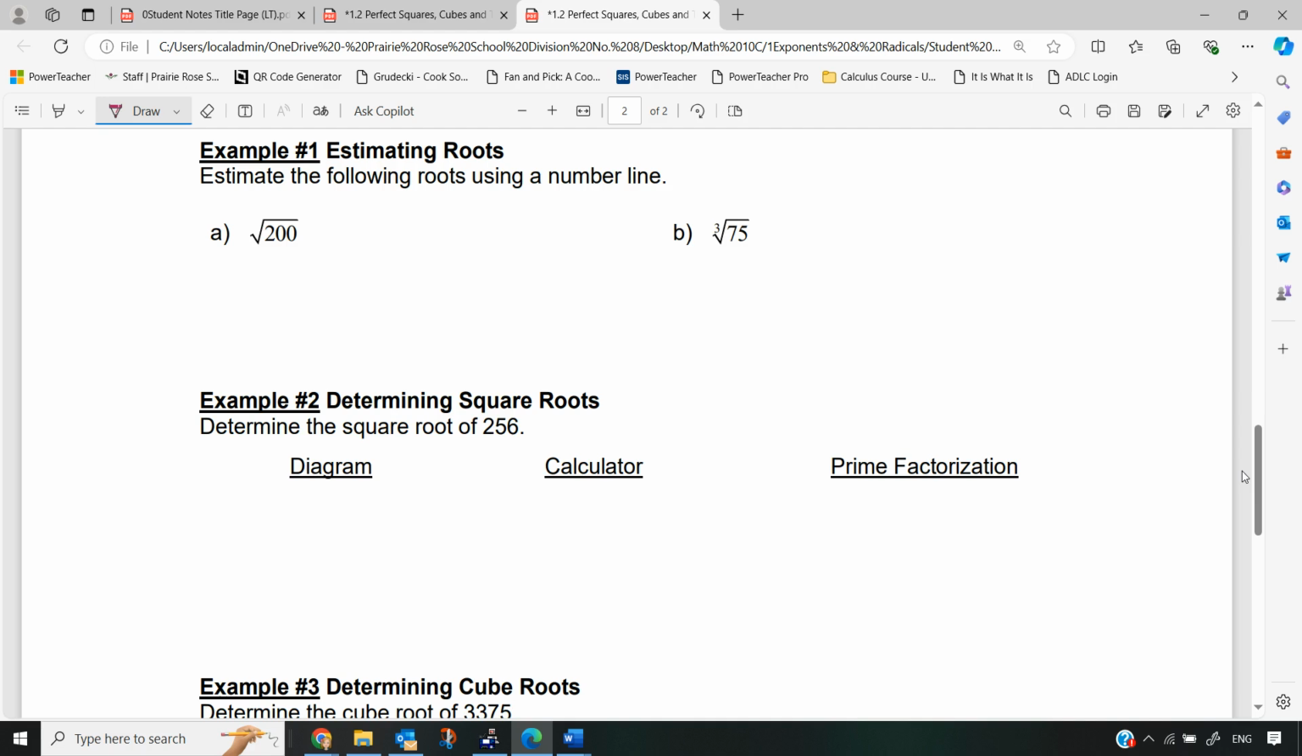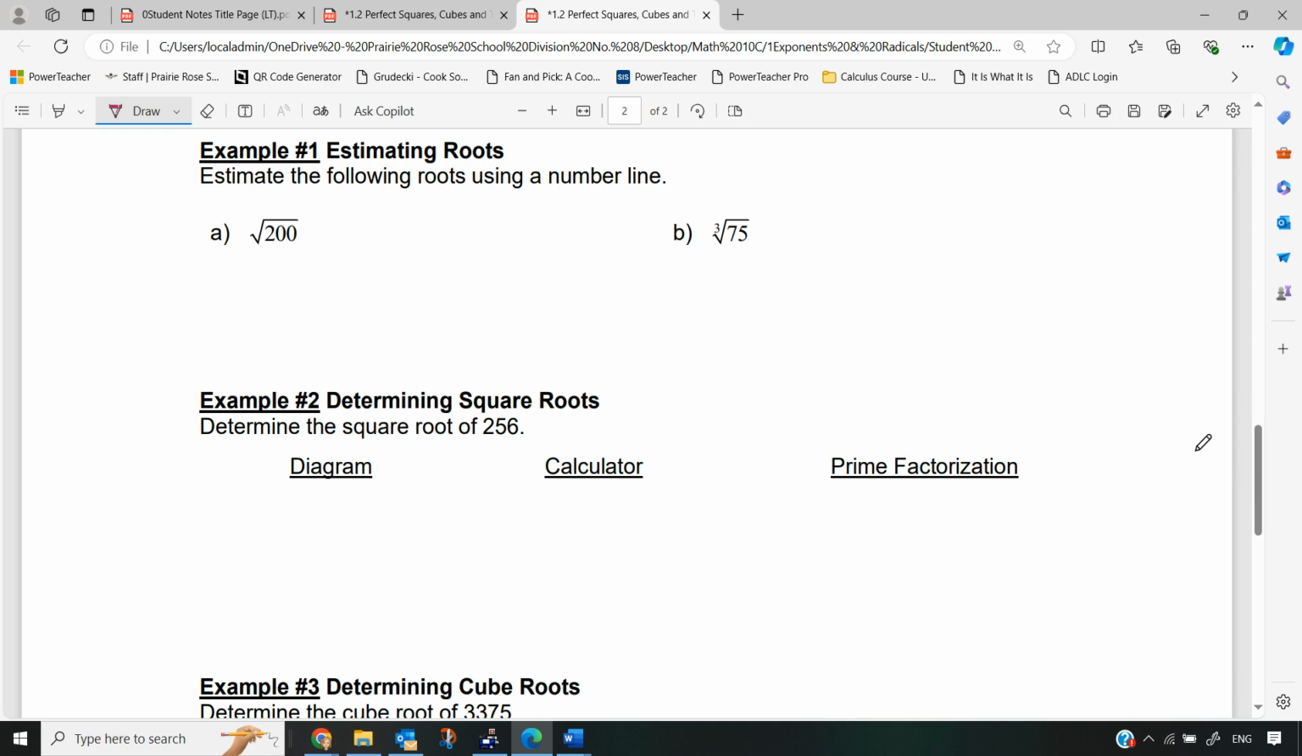So let's take a look at estimating roots. Not everything is always going to be a perfect square. I mean, when we think about construction, it's very rarely that I have a square or an area of a floor that's exactly 196 meters squared. There's usually some decimals involved and whatnot. So not everything's going to be a perfect square.